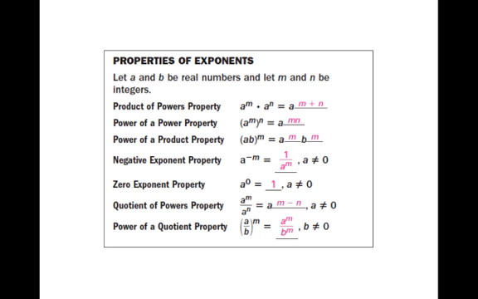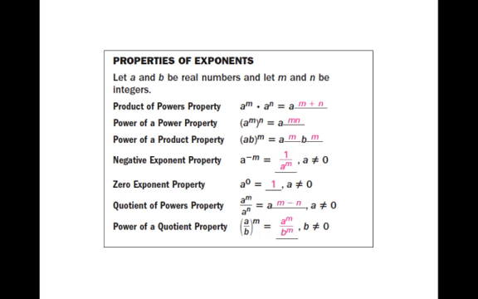The zero exponent property is that anything other than 0 to the 0 power is 1. So in general, any number to the 0 power equals 1. The only exception is if the base is 0, and then it's undefined. 0 to the 0 power is undefined. Okay, quotient of powers property: we have a to the m divided by a to the n, and that's going to equal a to the m minus n. Again, a can't equal 0 because we cannot divide by 0.